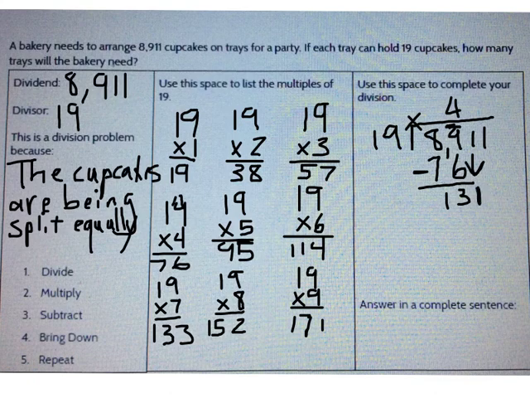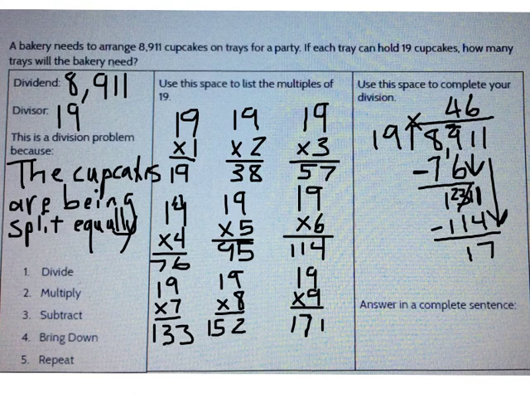How many times does 19 go into 131? 19 goes into 131 6 times. 6 times 19 is 114. Now I need to subtract. What's 131 minus 114? Well, I can't subtract 1 minus 4. I need to borrow. I take one of my tens and break it apart into 11 ones. 11 minus 4 is 7. 2 minus 1 is 1. 1 minus 1 is 0.